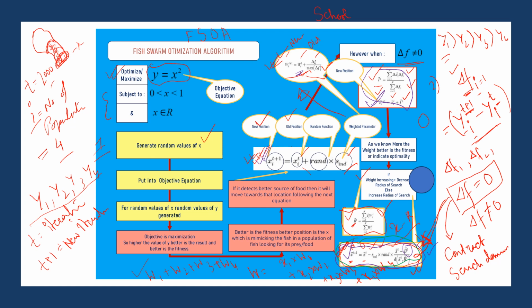But in the first iteration, the 0th or initial iteration, just randomly generate random values of x within the domain or constraint 0 to 1. So here only one variable is there, 0 to 1, but this algorithm can be used for multi-variable and also for multi-objective optimization. So with this, I finish. Thank you for your patience here.